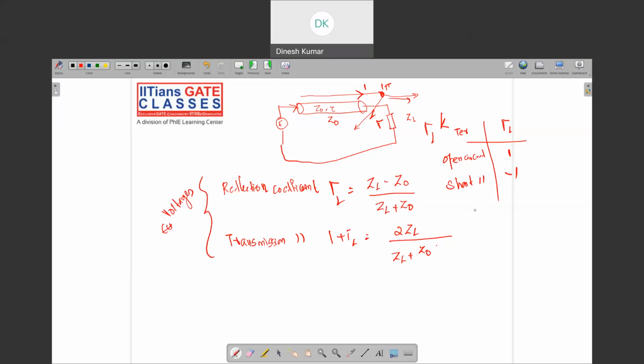All right. Now we can check what happens if ZL is equal to Z0, something known as a matched line. We give the termination ZL equal to the surge impedance of the line. Then gamma L is basically how much? 0, right? So here we can write the transmission coefficient also. That is basically 1 plus gamma L. This is 2. This is 0.